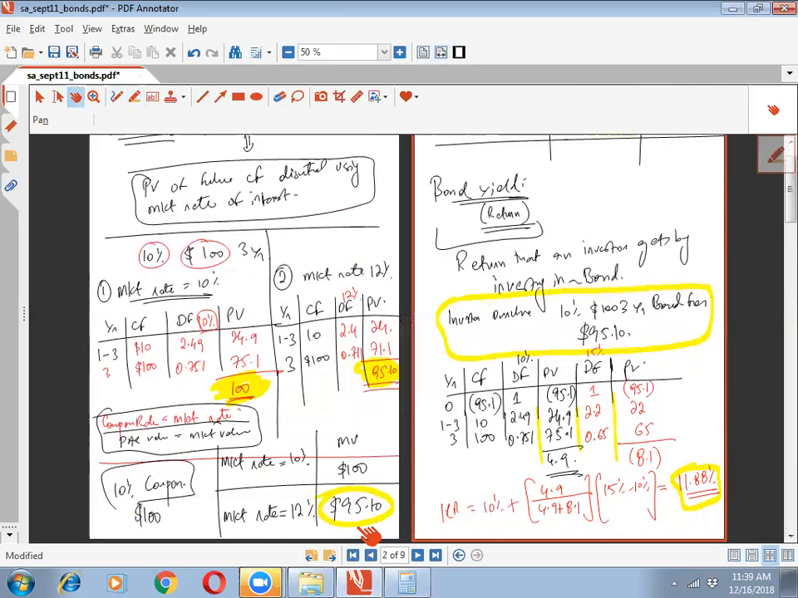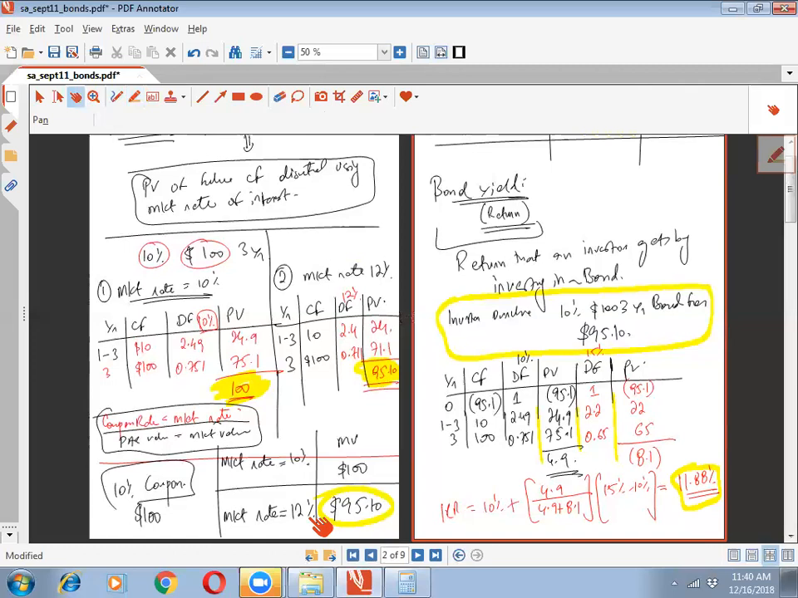I'm repeating it again. If I'm an investor, I would never want to lose my money. I know that I can get 12% from the market. Then why would I invest in a 10% bond? I would only invest in a 10% bond if I can get it at a discounted price. How much discounted? I want to buy it at a price at which my overall return would equal the market rate.